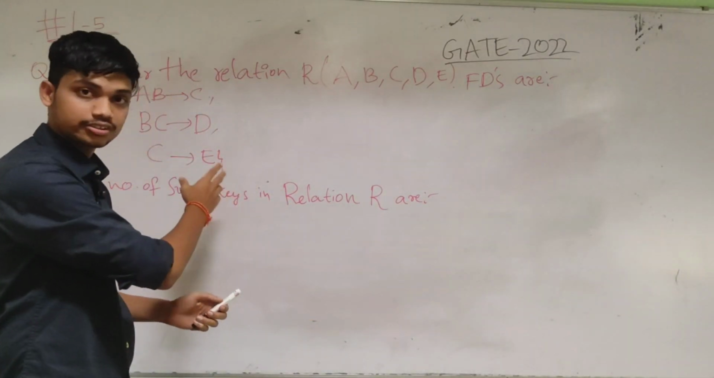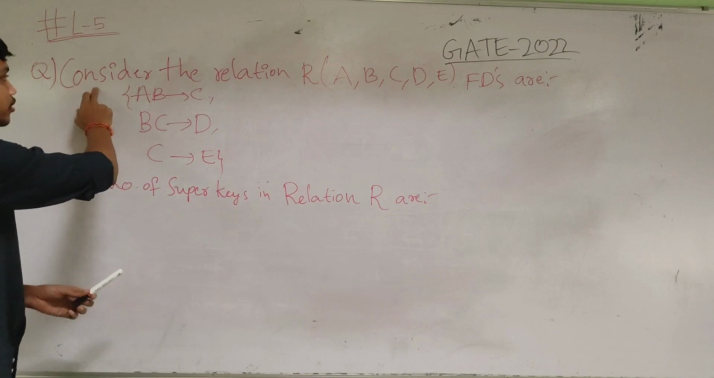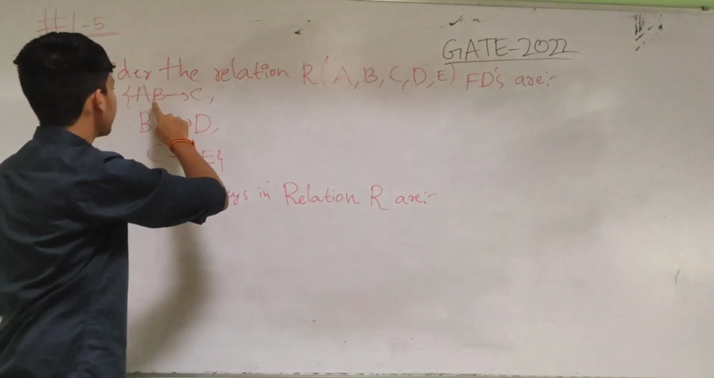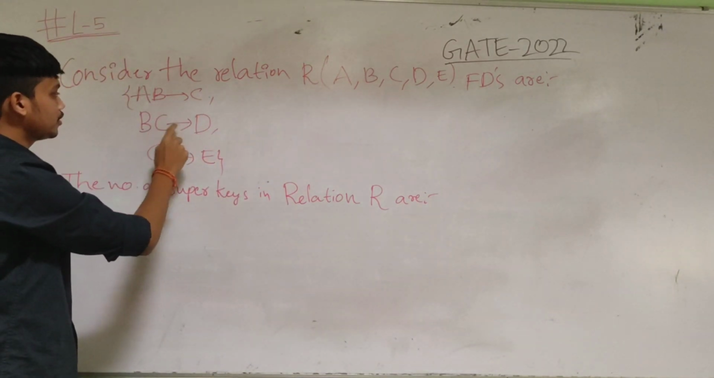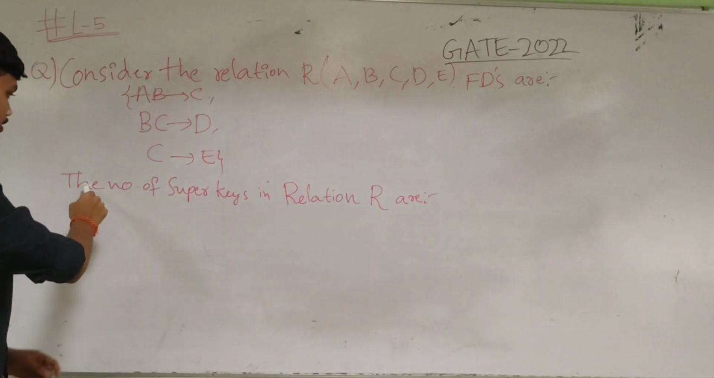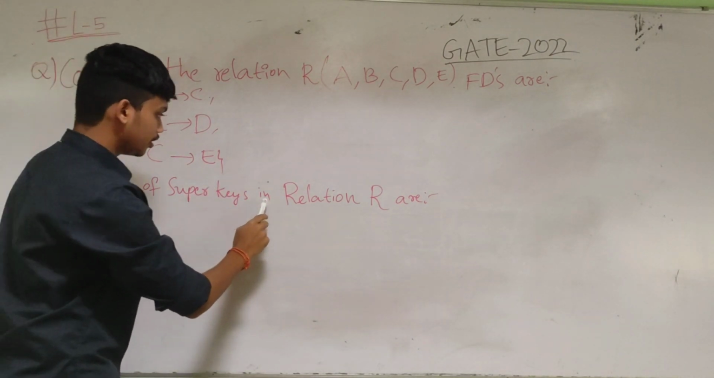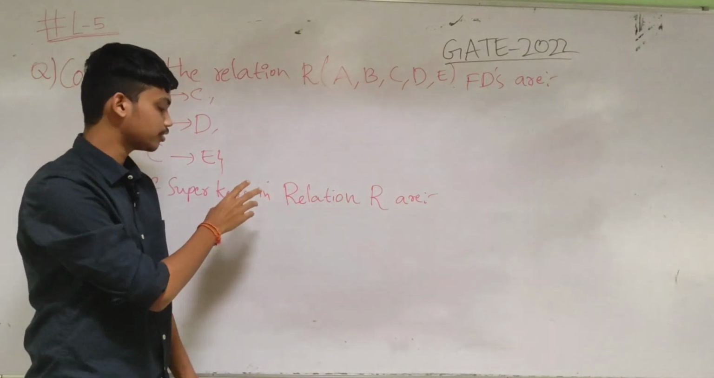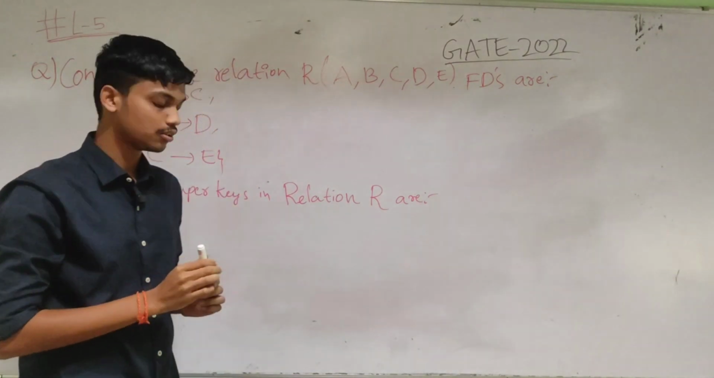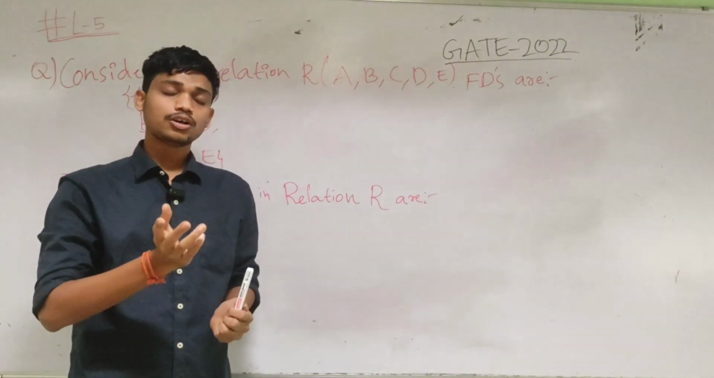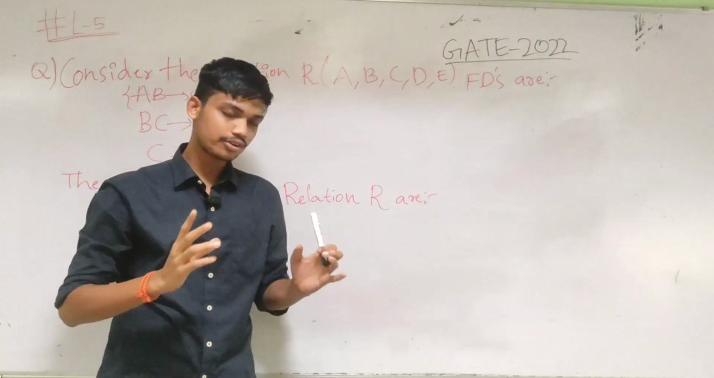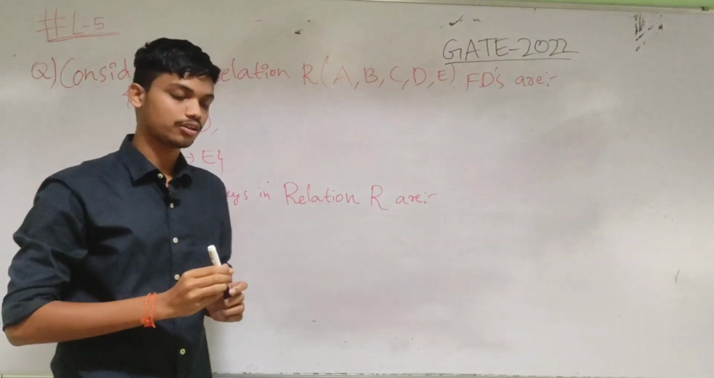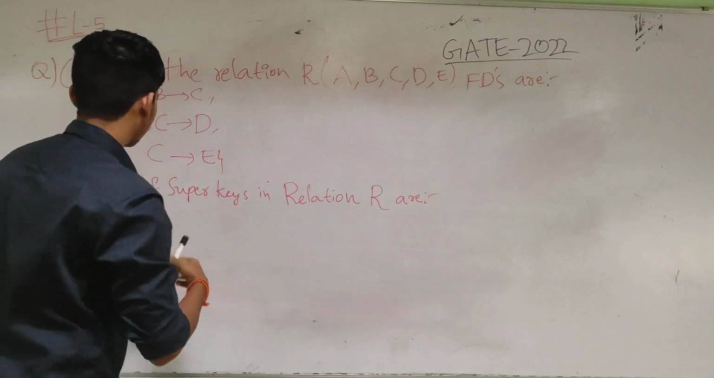Now observe this question, the second question. Consider the relation R(ABCDE), with functional dependencies AB to ABC, BCD, CE. They are asking for the number of super keys in relation R. This question is based on the concept of super keys and candidate keys. If you want to understand it, look at my previous lectures, where I have explained in detail the difference between candidate key and super key. So I am solving it here.